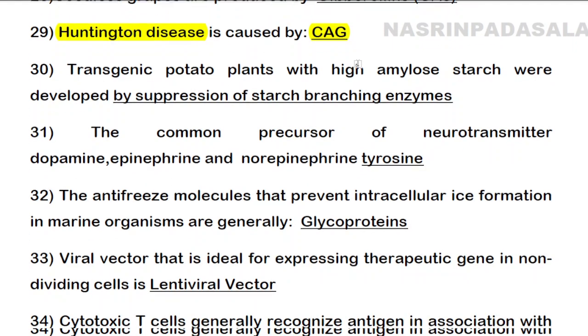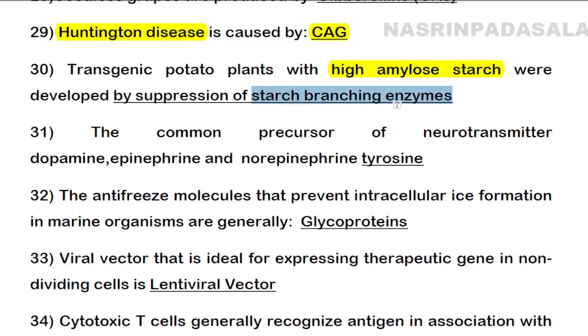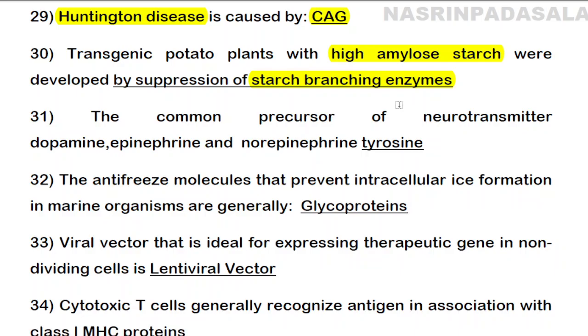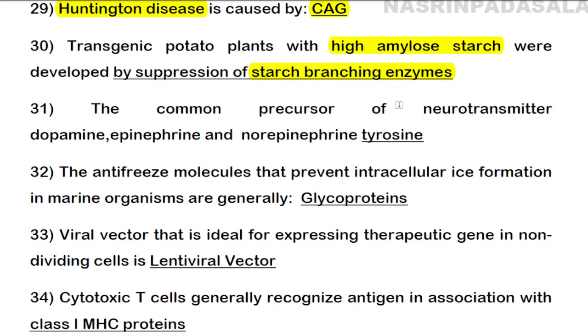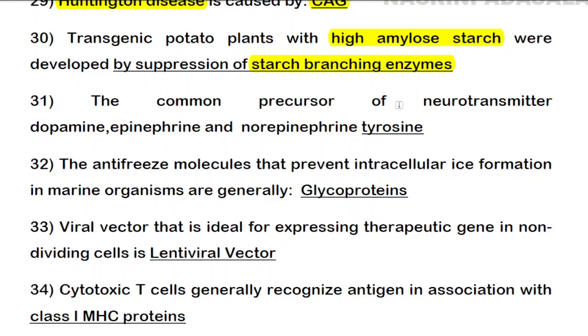30th question. Transgenic potato with high amylose starch will be developed. Okay, so these transgenic potatoes were developed with high amylose starch content by suppressing starch branching enzyme. So it is not debranching enzyme. So by suppressing a starch branching enzyme, we can make a transgenic potato plant with high amylose starch.